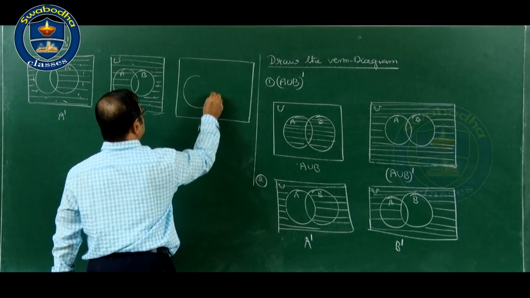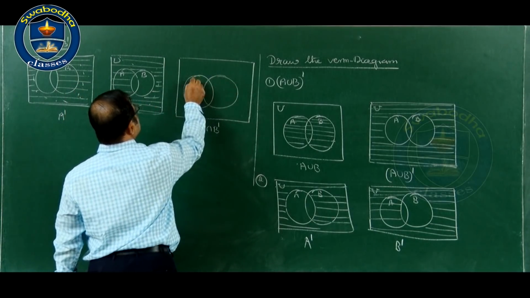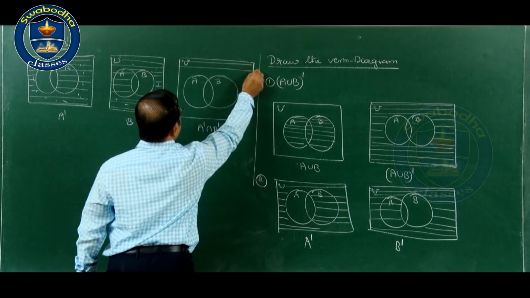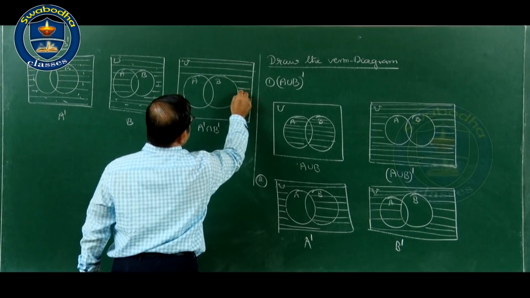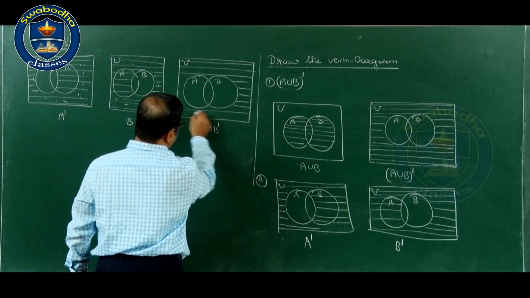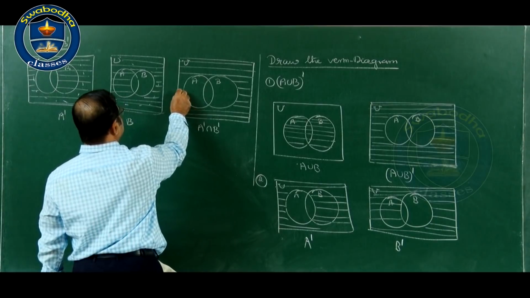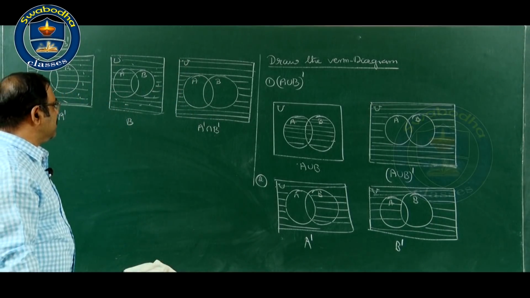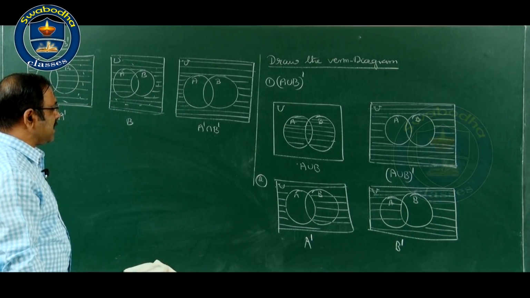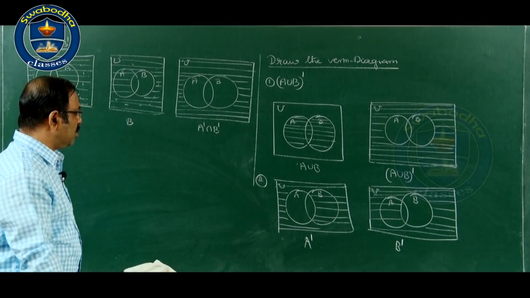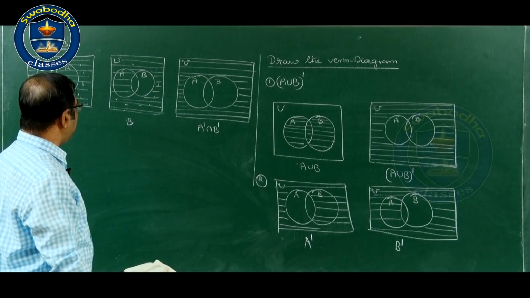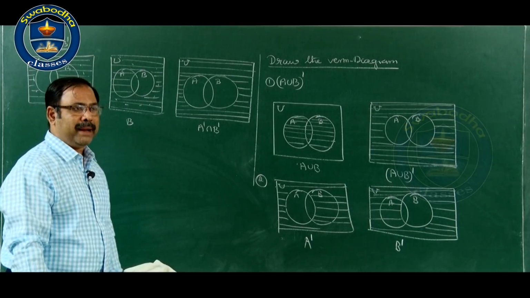See, this is A, this is B. So U, now common intersection. Intersection is this area. What is that? That is this area. So this is A complement intersection B complement. Okay. So I have just repeated this for finding A complement intersection B complement.